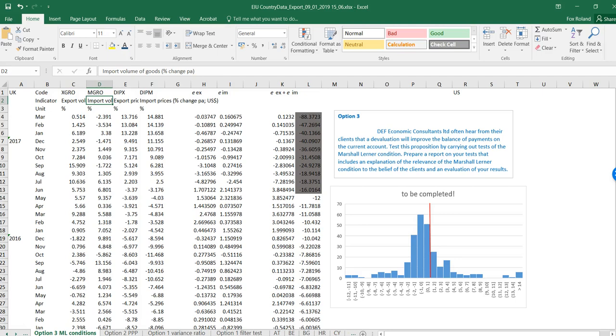For the third option, it is simply a test of the Marshall-Lerner conditions. So you will understand that from the slides. And I've used here the United States. If we look at the end result first, it is that the elasticity of exports plus the elasticity of imports should be greater than 1. And as you can see, it is pretty variable when it is measured on a month-by-month basis.